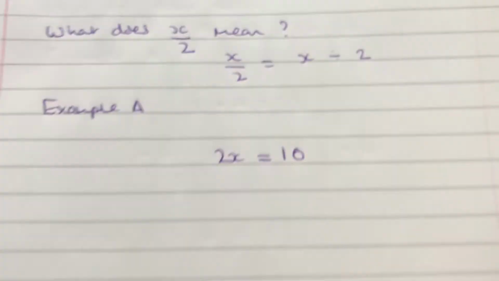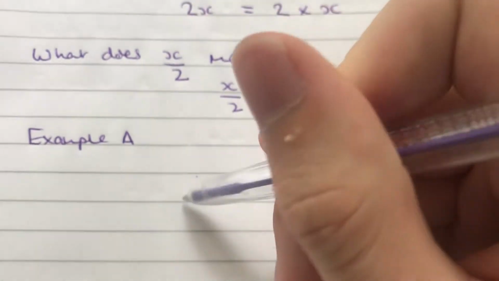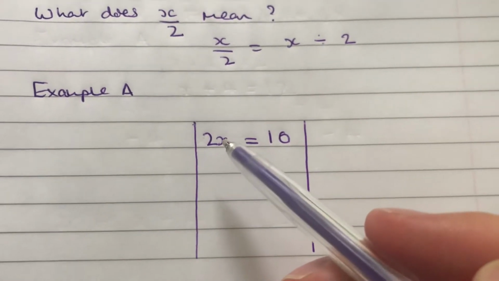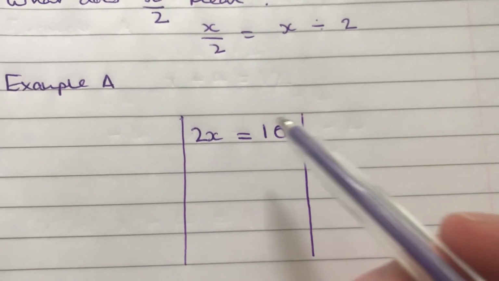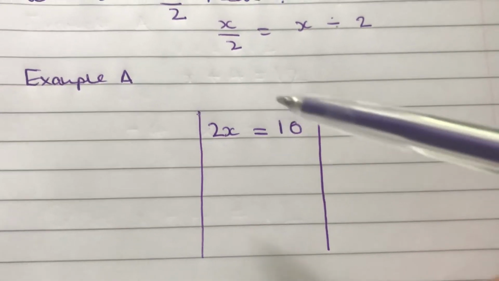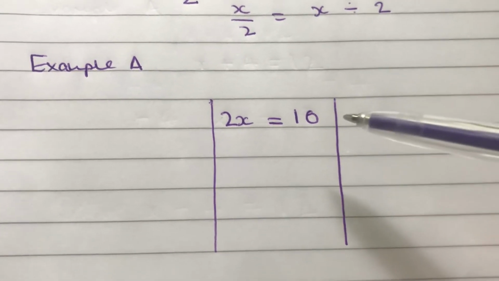So let's start off with 2x equals 10. Let's use the funnel method we used yesterday, so let's draw our funnel. Now let's think about the journey x takes to make 10. 2x is 2 multiplied by x, so x is multiplied by 2 to make 10.